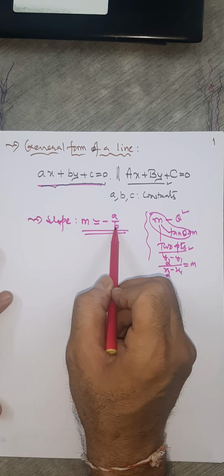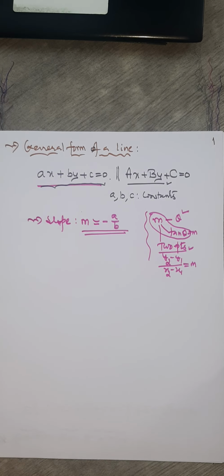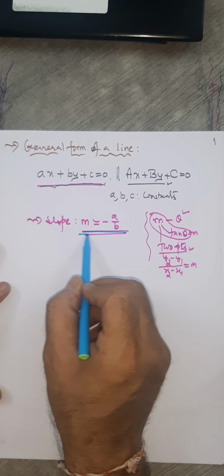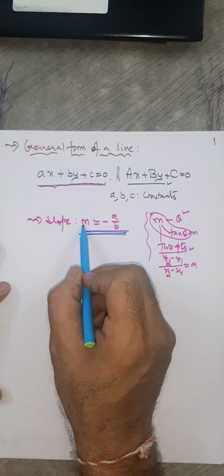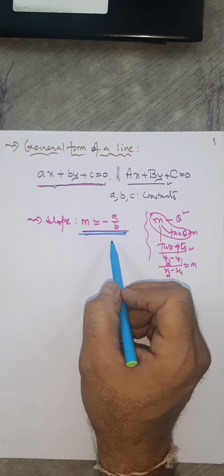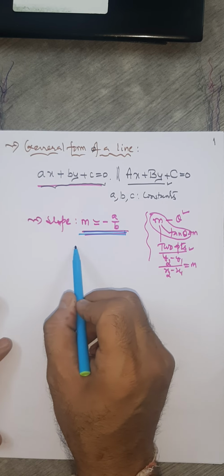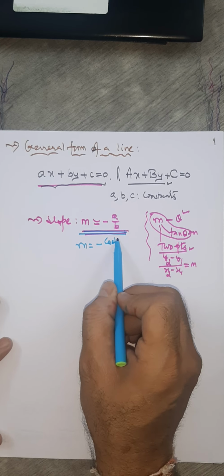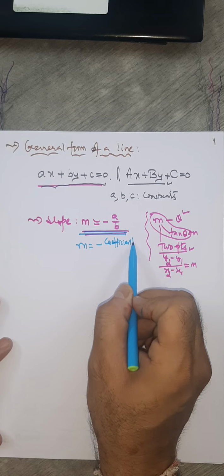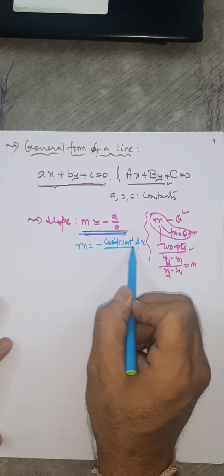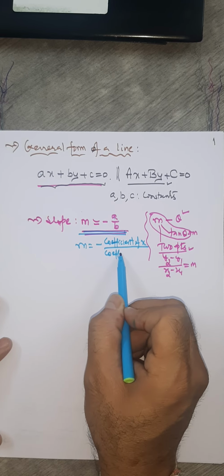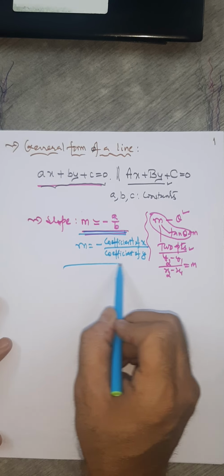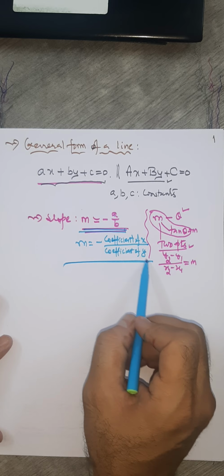It can be derived. We are not getting into that again. The proof is there in the textbook. If you are interested, you can refer to it. But this is the formula: minus a by b. What is a? It's the coefficient of x. And what is b? It is nothing but the coefficient of y. Coefficient of x and coefficient of y here.